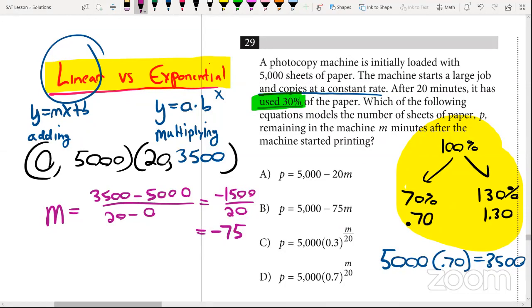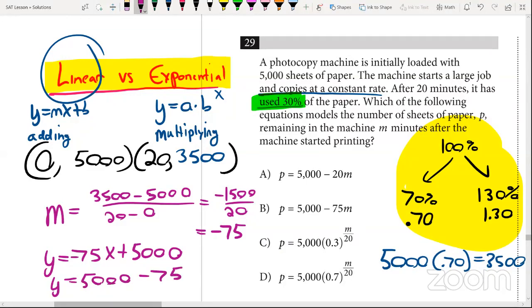So we have a linear equation with a slope of negative 75. And by the way, the y-intercept is 5,000. So the equation would have been y equals negative 75x plus 5,000, using x and y instead of p and m, but it's the same thing. And of course, the answer choice is going to present it this way because it's just a hair more challenging. But that is the same as this because we are using x and y because it's the classic thing, but the question is using p and m, which is totally fine. So the answer to number 29 is B.